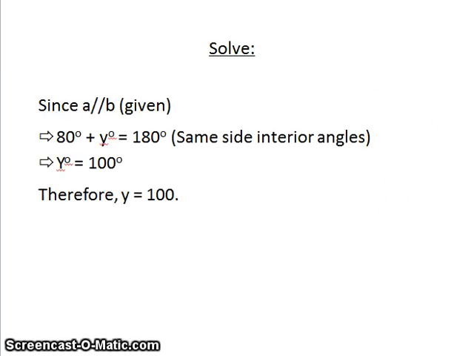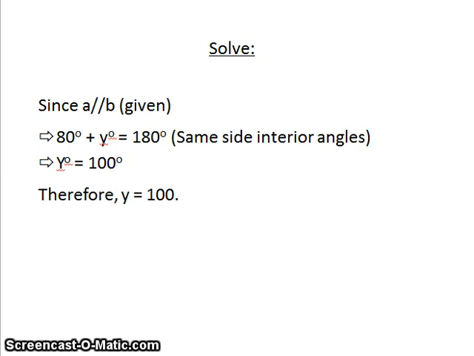Now since you have completed your answer, this is the solution. To solve this question, you can use the properties of same side interior angles. Therefore, you will have 80 degrees plus y equals 180 degrees. Now, to find y, apply the subtraction property, which is 180 minus 80 degrees. Therefore, you have y equals 100.